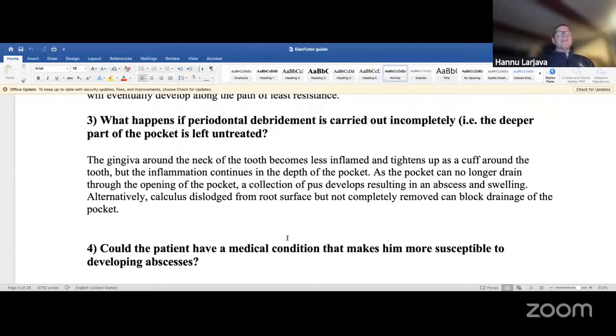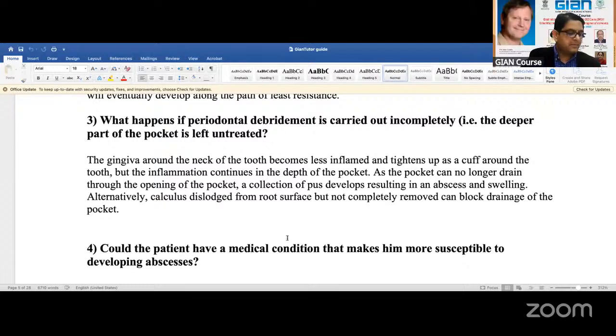That has very easy answers. So is anybody willing to? So it's for the UPMC side to answer. Could the patient have a medical condition that makes him more susceptible to developing the abscesses? This is for the UPMC side. I think Dr. Divakar should answer.